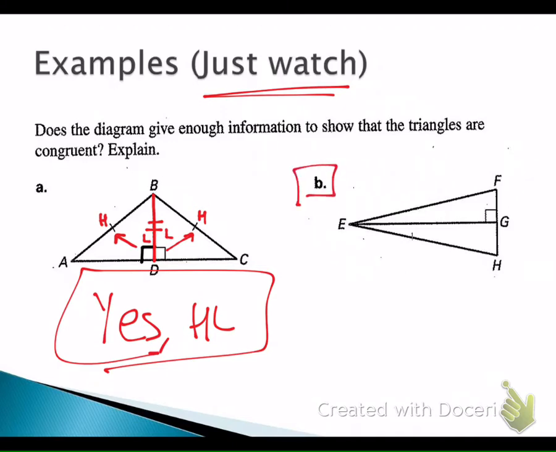All right, part B. We still have the right triangles, right? We have these matching legs because it's in both of the triangles, but do we know anything about the hypotenuse? No. So this one's a no. And if you have to explain it, I would say not enough info. Or you could say missing a hypotenuse. All right?